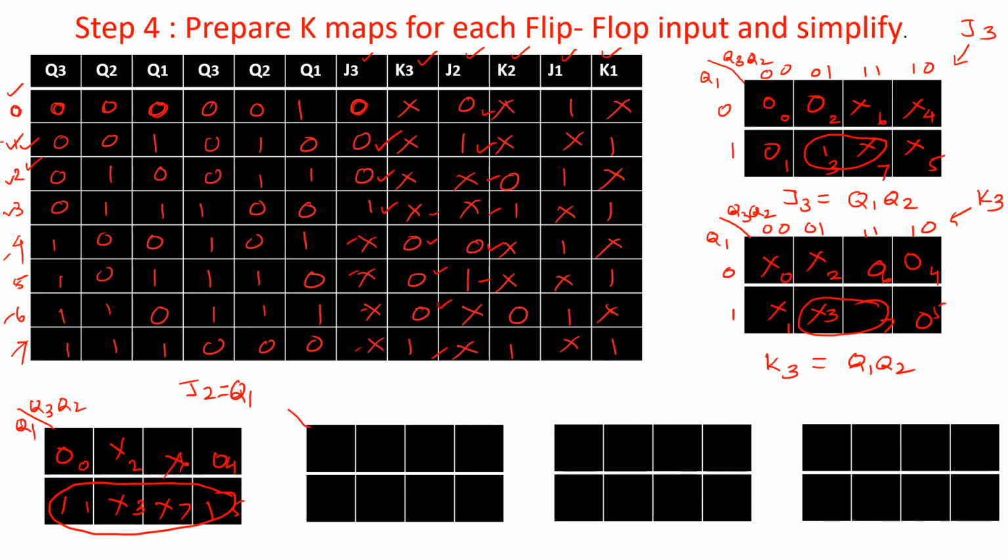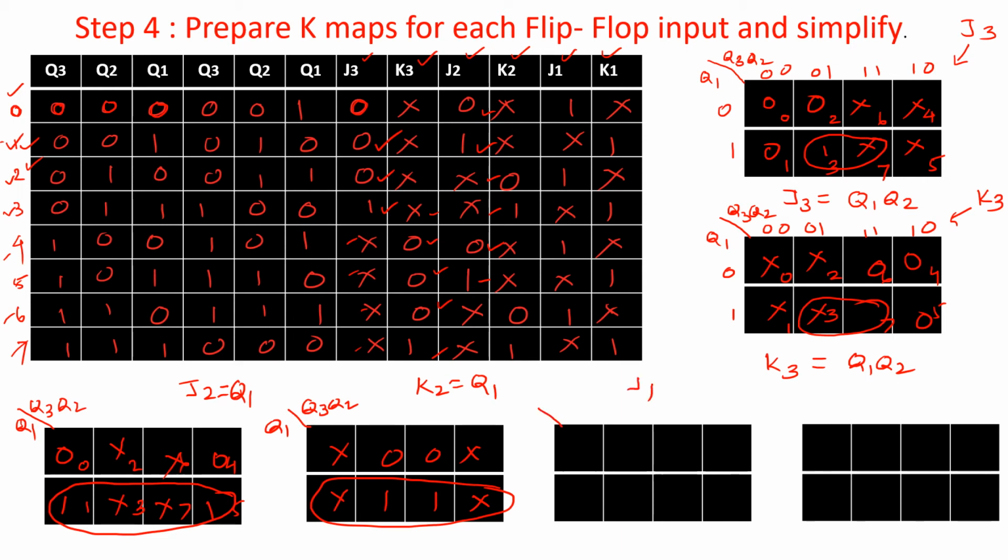Similarly, for K2 we will write this is Q3, Q2, this is Q1, and if you fill the K2 column, we will get K2 as, after filling, this is don't care. Here we will get it as this. So here we can make again a quad out of it, and the answer for K2 is equal to Q1.